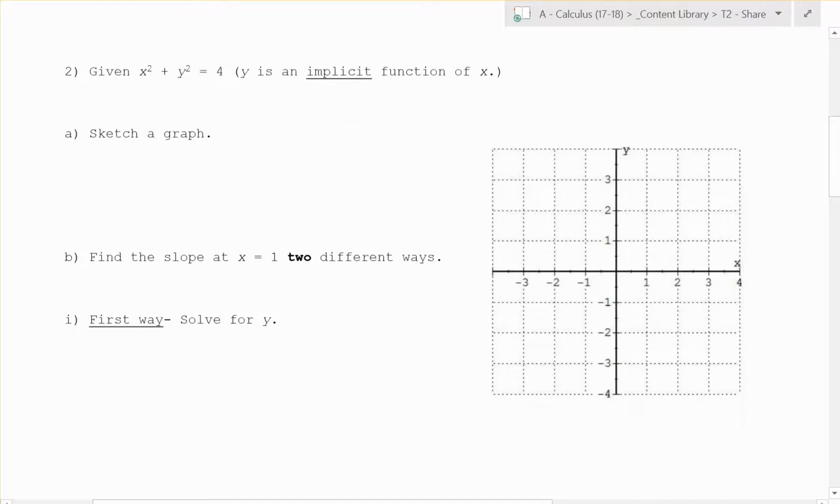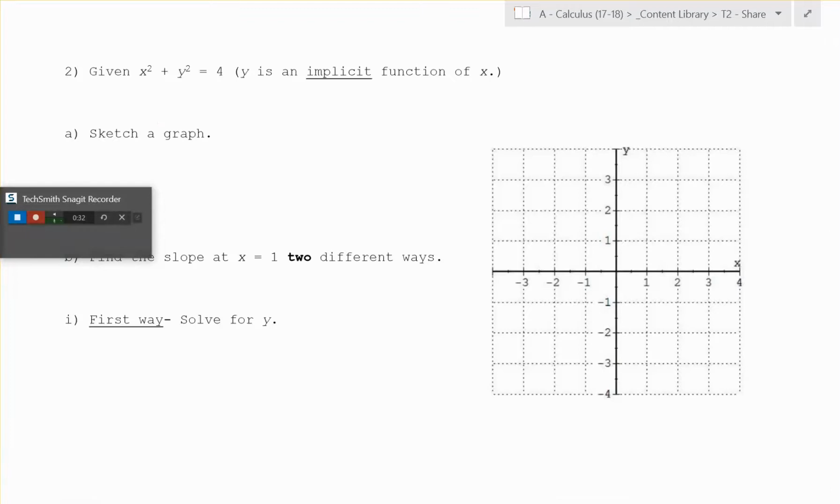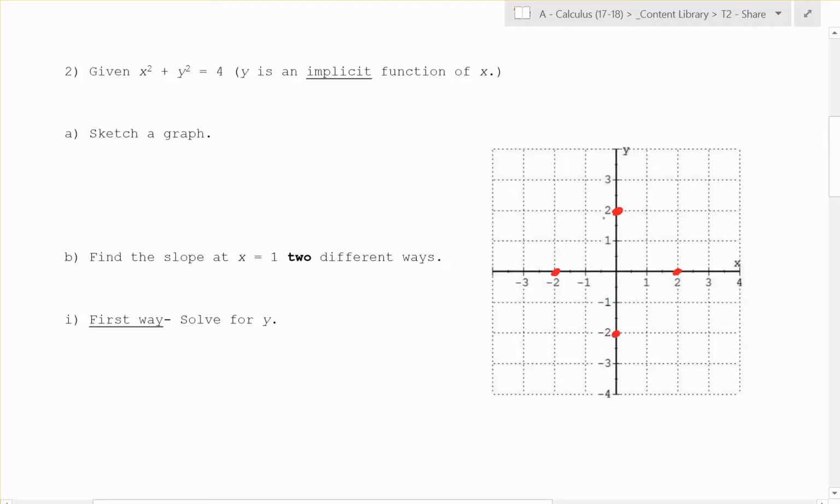So for example, you could have this relation, x squared plus y squared equals 4. So let's sketch a graph first. And a great way to do that is to plot points. So if y is 0, x is plus or minus 2. And if x is 0, y is plus or minus 2. So you might recognize or remember that this is a circle centered at the origin with radius 2. So those are the intercepts. And now you can draw in a circle. It is a circle with radius 2.